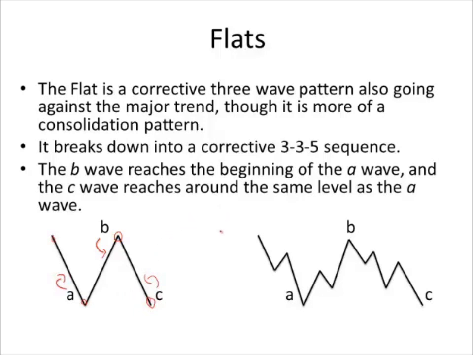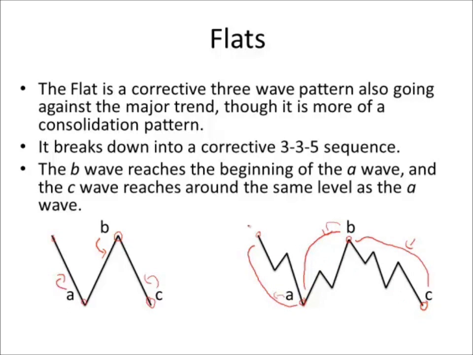Now let's look at the 3-3-5 sequence. So from here to here is wave A. From here to here is wave B. And from here to here is wave C. And these are the points where the waves start and end. So just draw those in there.